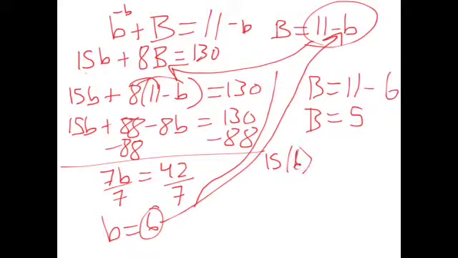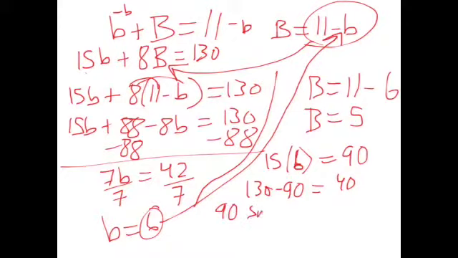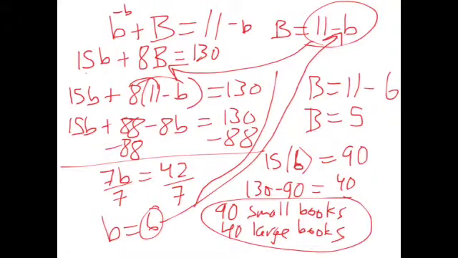And I wish I could write this better. If you do 15 times 6, it's going to give you 90. And you just take 130, subtract out the number of small books, 90. And that'll give you 40, which is the number of large books. So 90 small books, and then 40 large books. So be very aware that large B and little b aren't the number of books, they're the number of boxes.